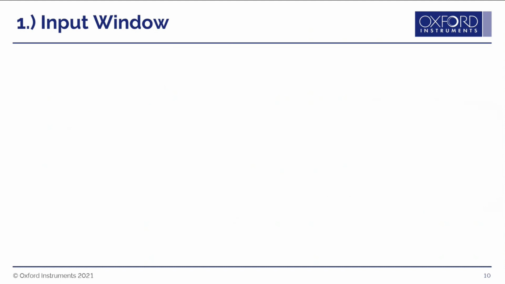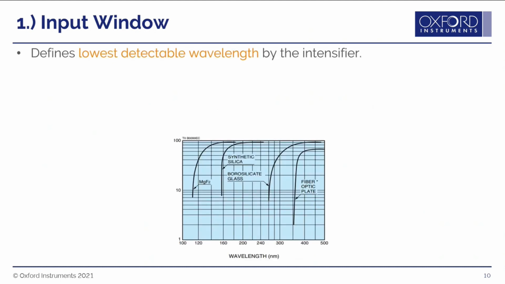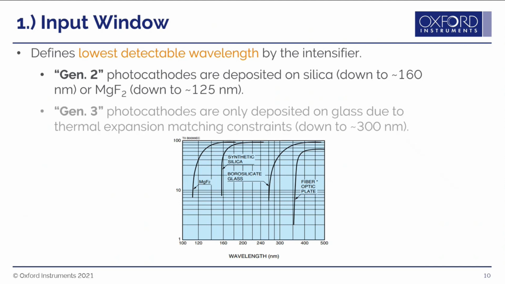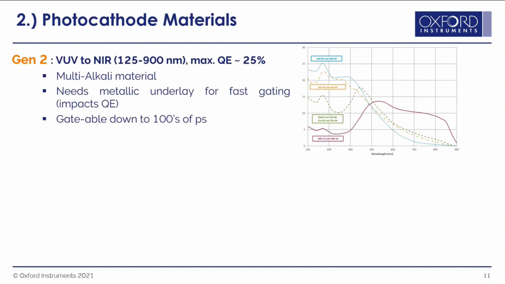So I thought I'd start at the front and work our way towards the back. Like the input window on the camera, as I said before, this defines the lowest wavelength detectable by the intensifier. Gen 2 photocathodes are deposited on silica, so you can go down to as little as 125 nanometers if you're using magnesium fluoride. Gen 3 photocathodes are deposited on glass due to some constraints in the actual manufacturing due to thermal expansion. So this tends to limit Gen 3 photocathodes to around 300 nanometers as far as the lowest wavelength goes.